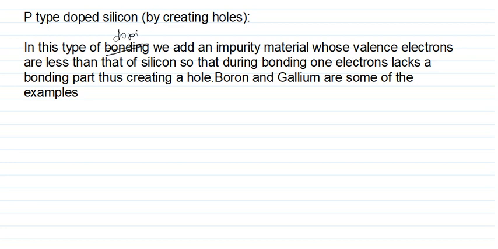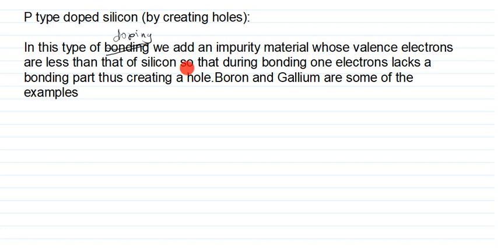I meant doping. In this type of doping, we add an impurity material whose valence electrons are less than that of silicon. Can you see the difference from the n-type? For the n-type, we added a material whose valence electrons were greater than that of silicon. But for a p-type, we add an impurity whose valence electrons are less than that of the silicon. So that during bonding, we do this.